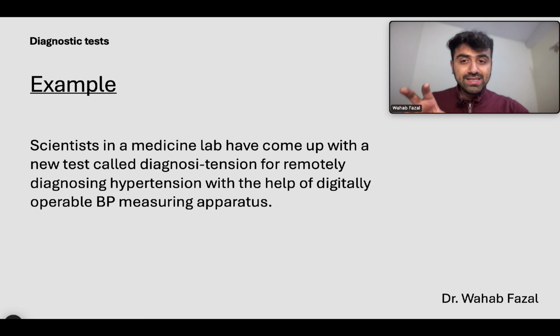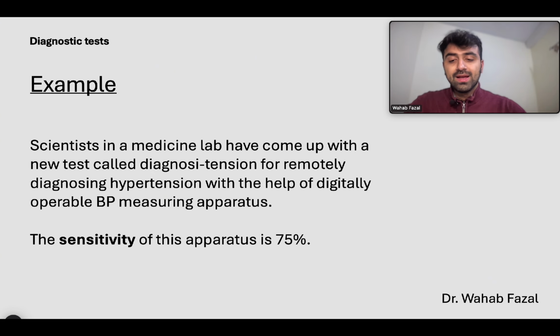They write these questions in a very difficult manner, even though the actual subject matter of which they're asking about is very simple. And so is the case with this question. I've written this question in a complicated manner, but the question itself is not complicated. The sensitivity of this apparatus is 75%.